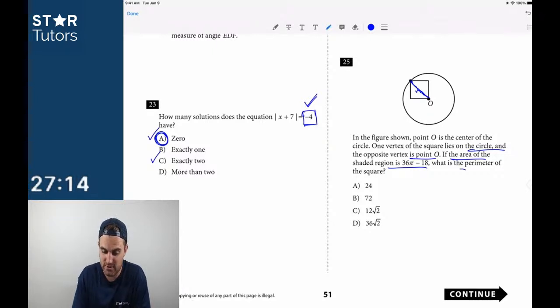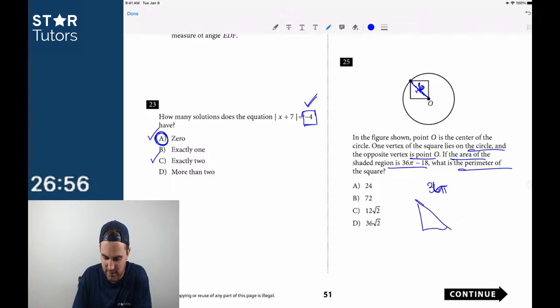What is the perimeter of the square? Well, I think that means that 36 pi, right, is the area of the circle, which I think means that this is 6. I think that they're going to say that's 6. And if that's 6, this is a 45, 45, 90 right triangle. So this is x, right, x root 2, always in a square. So that would be, this is equal to 6.